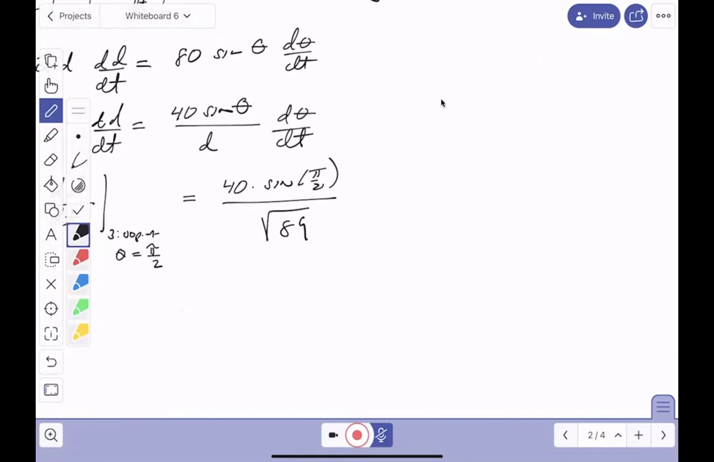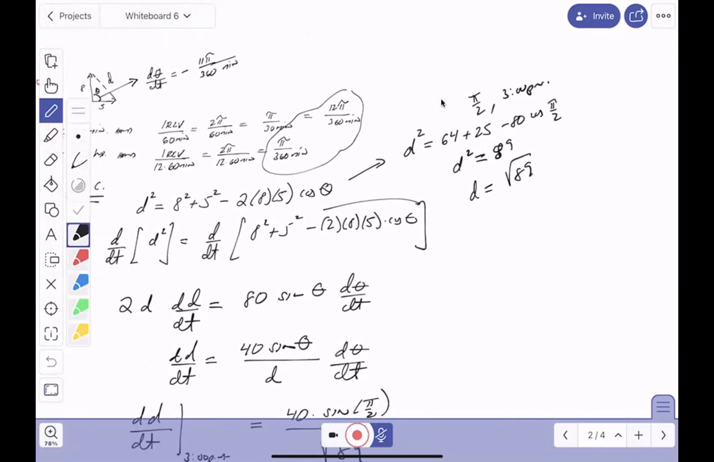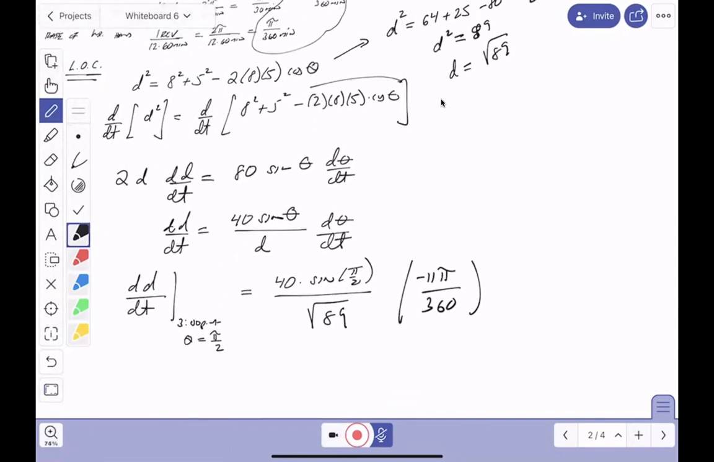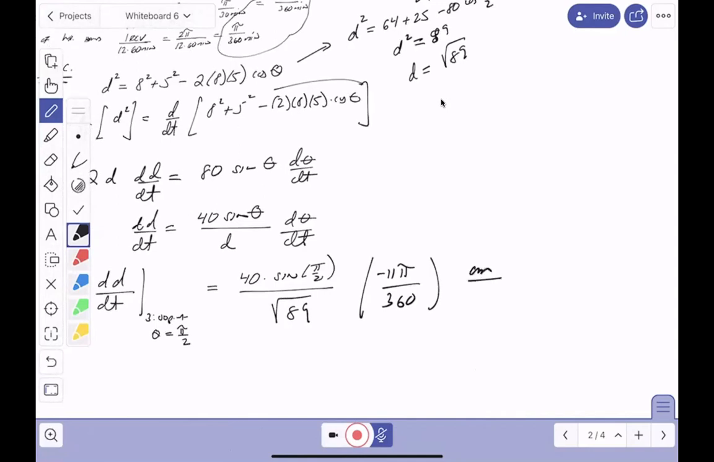Now, what's d theta/dt? I don't remember, but I have it written down. It's going to be minus 11 pi over 360. Let's put a unit on this. Remember, the minute hand is measured in centimeters, and my unit on that other quantity is going to be per minute. So centimeters per minute. And let's see if we can do it. And it looks nasty, I'll be honest with you.